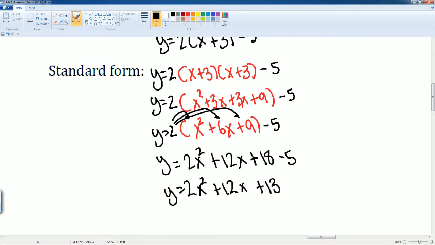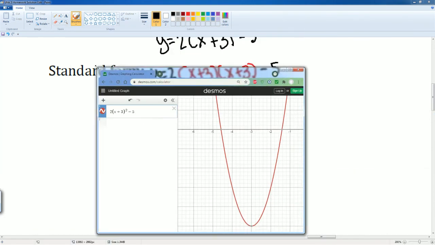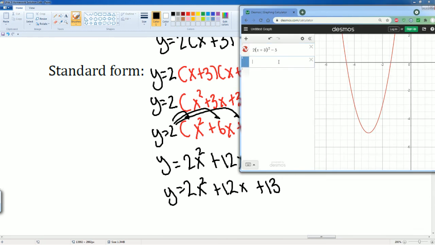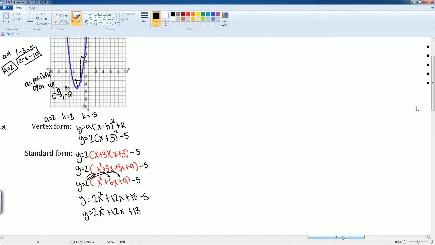All right, now let's take a look at the graph. Okay, so that was our original. All right, and our new one needs to look exactly the same. So y equals 2x squared plus 12x plus 13. Yep, do you see how it's identical? The red and the green overlap. That means they're identical equations. So that's how we know we did it correctly.